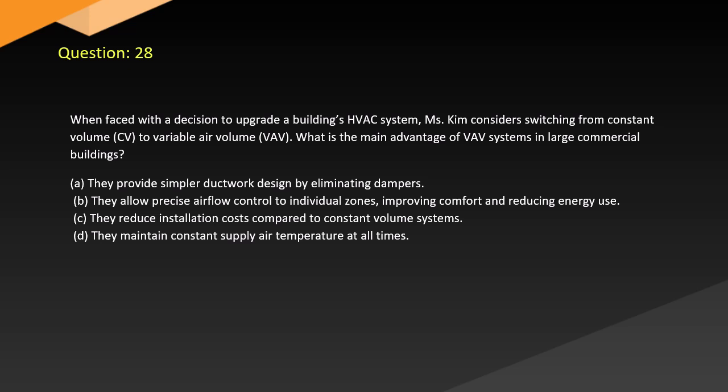Question 28. When faced with a decision to upgrade a building's HVAC system, Kim considers switching from constant volume (CV) to variable air volume (VAV). What is the main advantage of VAV systems in large commercial buildings? A. They provide simpler ductwork design by eliminating dampers. B. They allow precise airflow control to individual zones, improving comfort and reducing energy use. C. They reduce installation costs compared to constant volume systems. D. They maintain constant supply air temperature at all times.